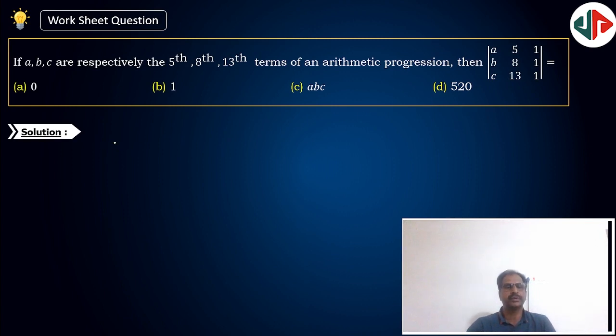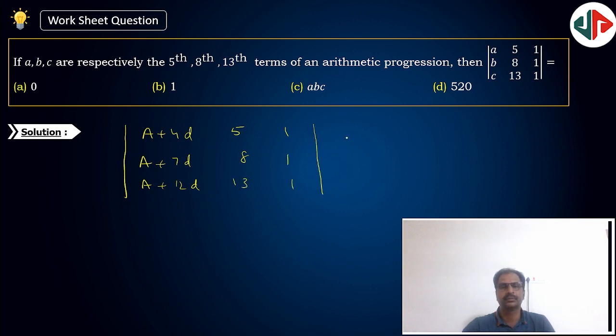Next, small letters a, b, c represent the fifth term, 8th and 13th terms of an AP. So what is a then? Fifth term of AP, which means a plus 4d. b is a plus 7d, the 8th term. c is a plus 12d. The determinant has rows a, 5, 1; b, 8, 1; c, 13, 1.